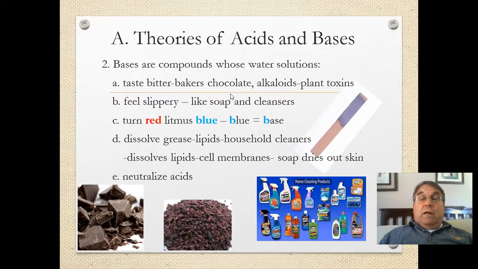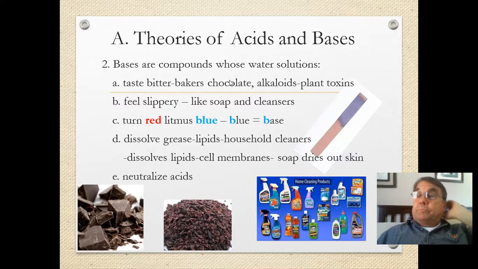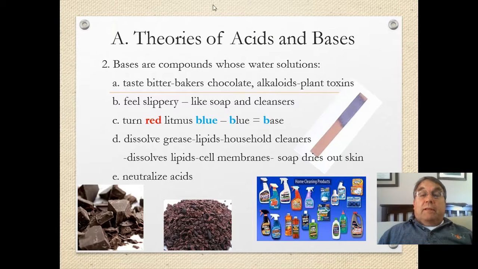Things like baker's chocolate. You may remember as a kid seeing your mom making brownies or something like that, and you saw the chocolate that she was using. You said, hey, can I have some? And then you taste it, and oh my gosh, it's super bitter. It's bitter because the cacao is an alkaloid. It's a plant toxin, and people tend to like bitter things.